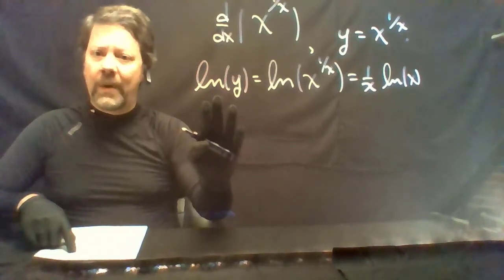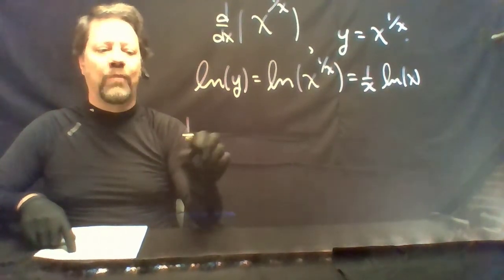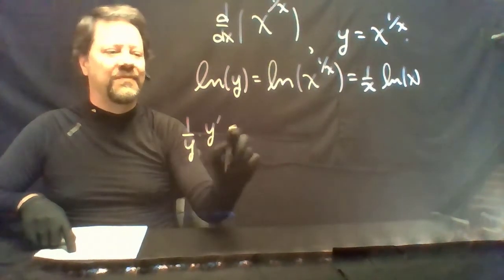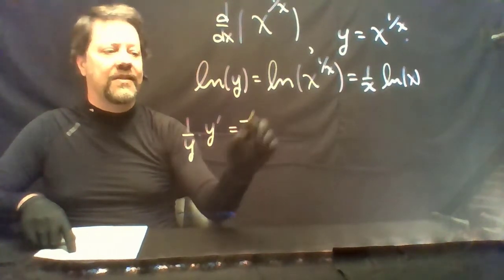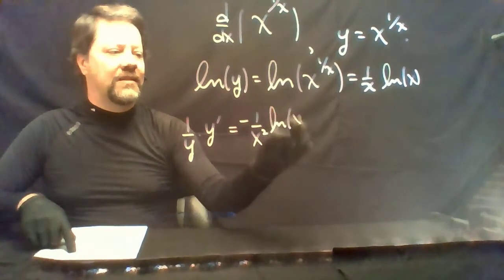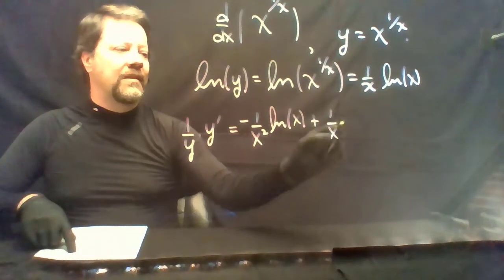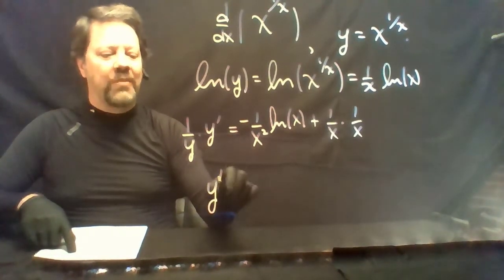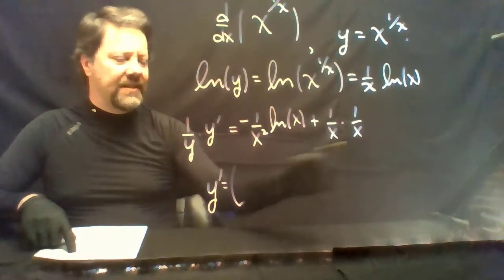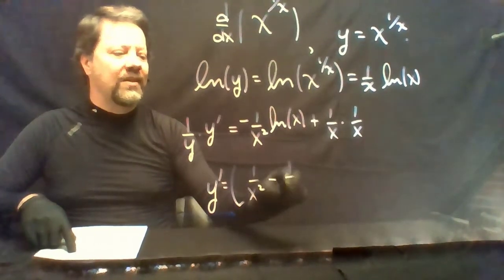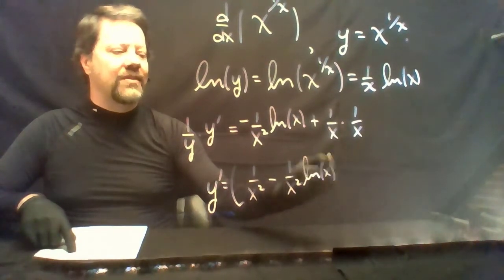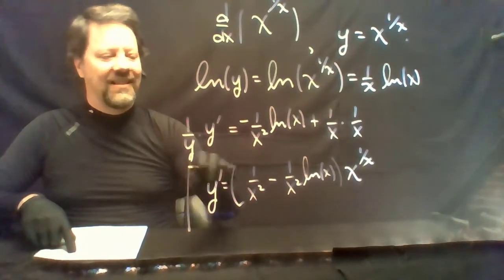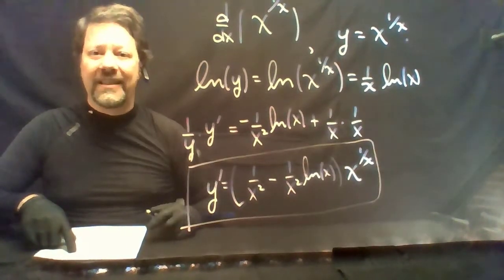On the left-hand side, we require the chain rule. When we take the derivative of natural log of y, we will get 1 over y times y prime by the chain rule. On the right-hand side, the derivative of 1 over x is negative 1 over x squared times the second plus the first times the derivative of the second. The only thing left to do is to solve for y prime. So we'll have, let's see, I'll rewrite this as 1 over x squared minus 1 over x squared times the natural log of x, but I have to multiply the y over, and y is x to the power of 1 over x. And there's your derivative by logarithmic differentiation.